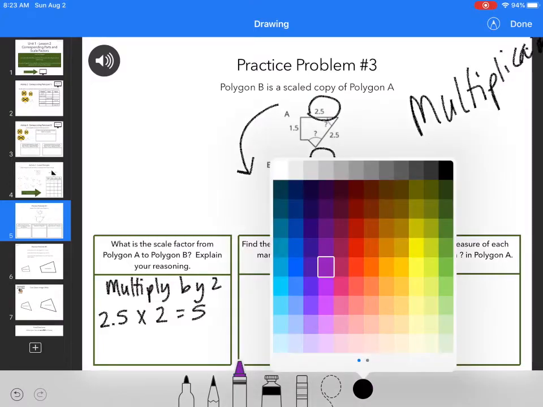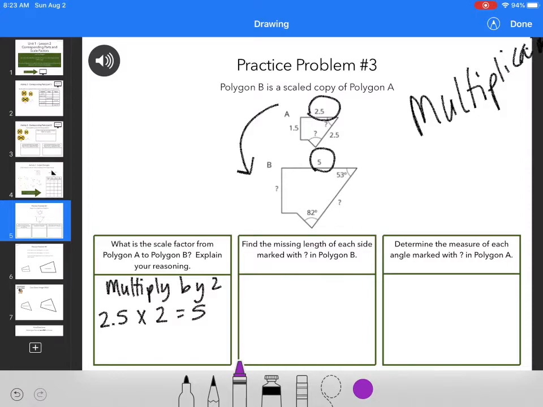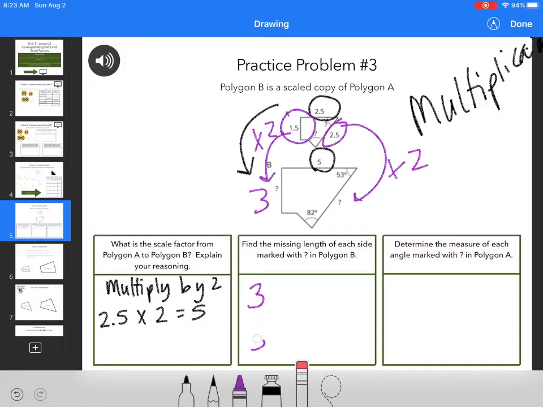So I'm going to change colors here. So I know that I have to go from 1.5, and I'm multiplying by 2. So 1.5 times 2 is 3. And then I have another 2.5, and I'm multiplying that by 2. So another 3. So both of the missing, I'm sorry, would not be 3, it would be 5. 2.5 times 2 is 5.